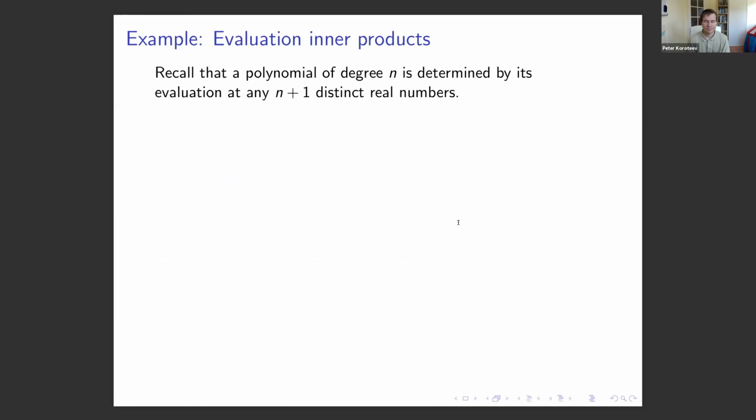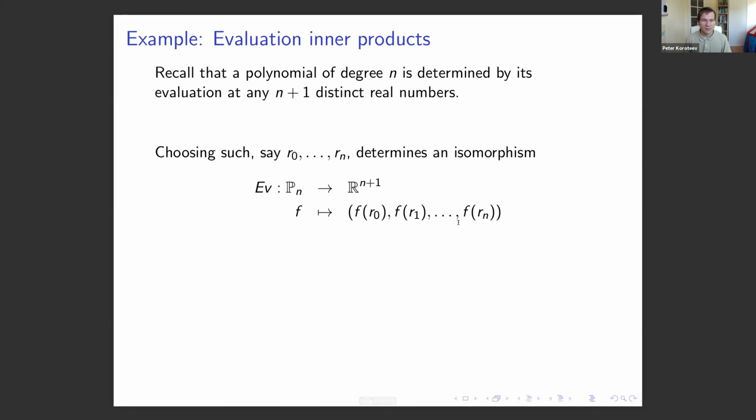Let's look at an example. We consider a polynomial of degree n. It's determined by evaluation at any n plus 1 distinct real numbers, so you can find all the coefficients. Let's pick numbers r0 through rn, which determine an isomorphism from the space of polynomials of degree up to n to R^(n+1). It's the evaluation map, which takes a polynomial and evaluates it at these points.